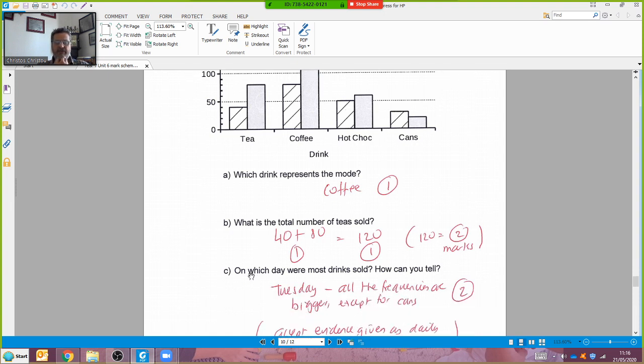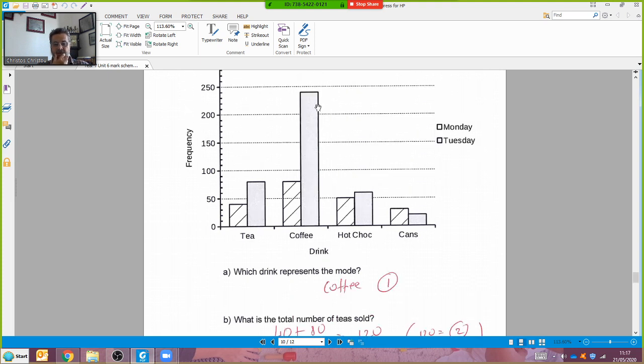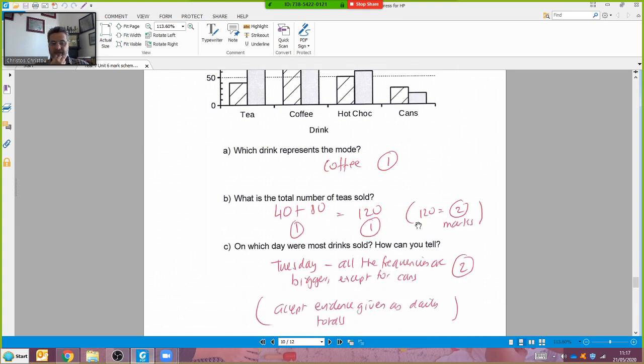On which day was most drinks sold? How can you tell? Well, it's obvious Tuesday, because on Monday, more tea was sold than on the, let's have a look. Tuesday, because Tuesday's bar beats Monday's bar for tea, Tuesday's bar beats Monday's bar for coffee, Tuesday's bar beats Monday's bar for hot chocolate, and slightly fewer cans were sold on the Tuesday. So overall, there are more drinks sold on the Tuesday. So what did I say? All the frequencies are bigger except for cans. All right, so any sort of evidence that makes sense, I'd accept. I remember in previous years, one child worked out the totals for each one and then added them up and proved that Tuesday wins. Yeah, here we go.